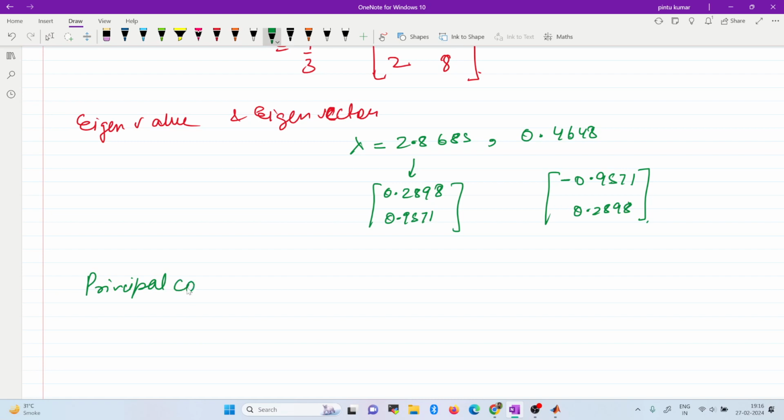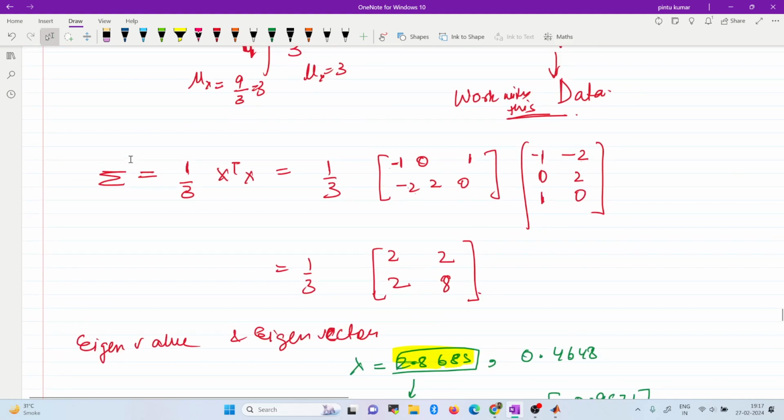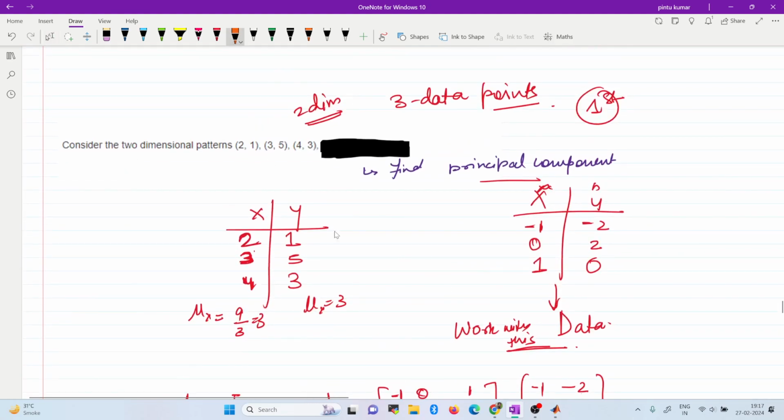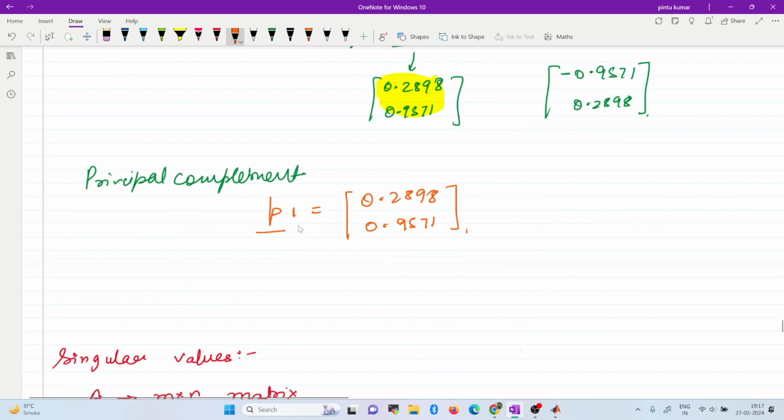So what we said is that we'll pick the largest eigenvalues and the corresponding eigenvectors. The larger eigenvalue among these two is this 2.8685, right? And the corresponding eigenvector is this. So my P1 becomes 0.2898 and 0.9571. Okay. Now, rather than saving my data in 2 dimensions, what I can do is project my data points onto this P1 and save that, and that would serve my purpose.